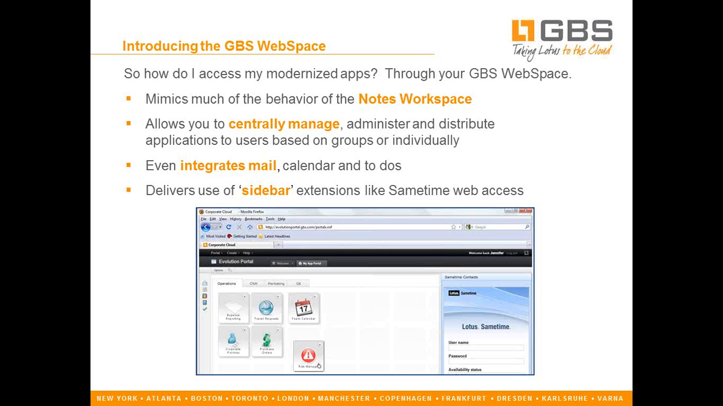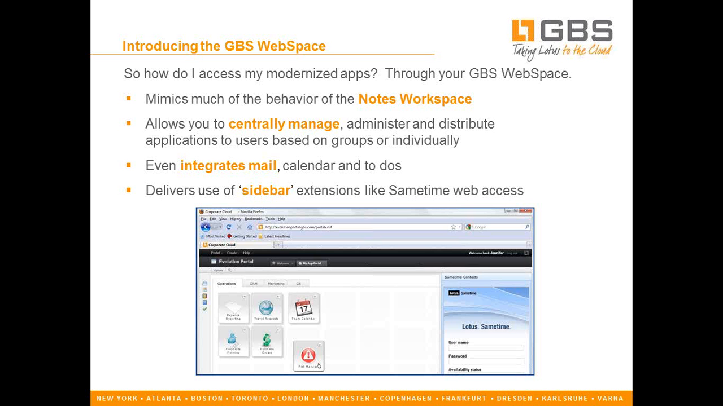cloud. So a solution that we've come up with is the GBS web space. And what this is actually, is a portal, a home page, a landing page that is very, very similar to the Notes workspace that the users are already familiar with. And so we've got your application chiclets there that allow you to centrally manage, administer, and distribute the applications that those users were using in the Notes client into the GBS web space, which gives them a single point of landing to access all of their applications for the organization.